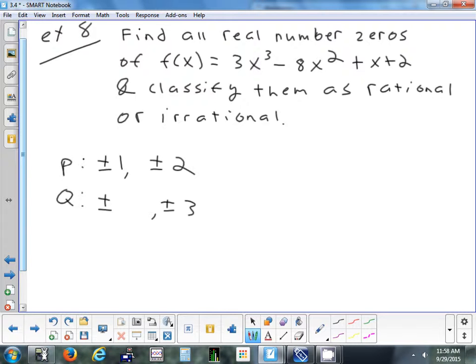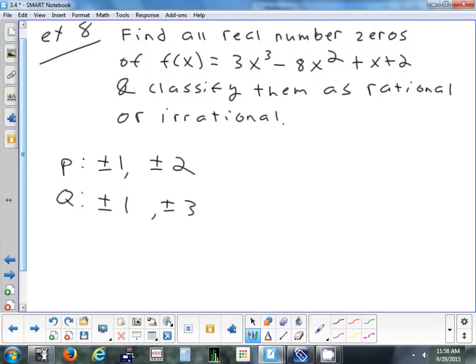Anybody help them out? What are the other factors of 3? 1. All right, so positive or negative 1, positive or negative 3. That's q. And then p, positive or negative 1, positive or negative 2. Okay. Any questions on how you get those possibilities for p and q?